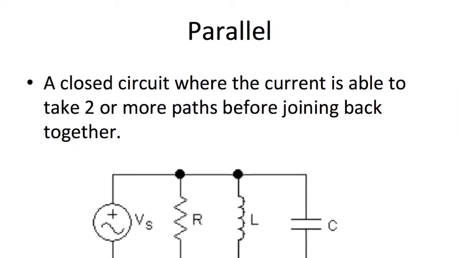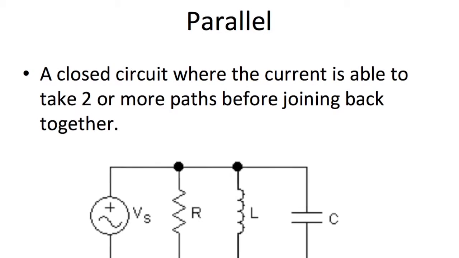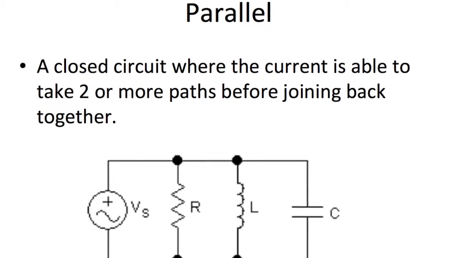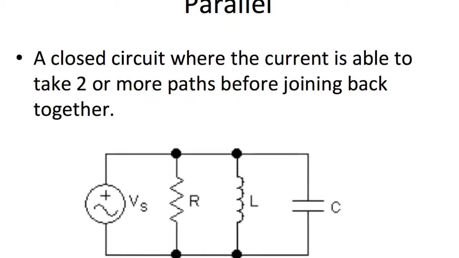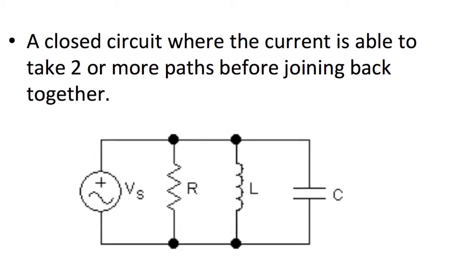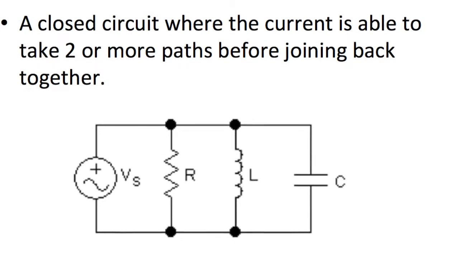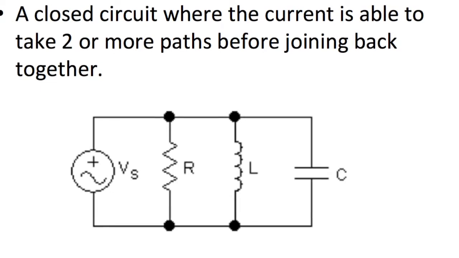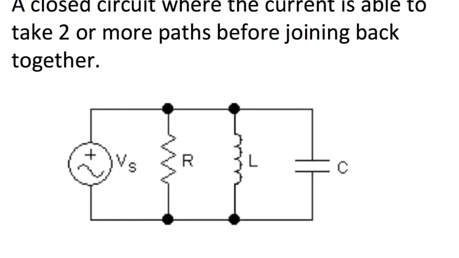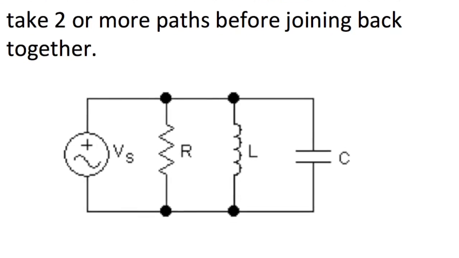Parallel is a closed circuit where the current is able to take two or more paths before joining back together. The diagram shows the current taking three paths in the circuit. In parallel, the voltage through each branch remains the same. However, the current through each branch divides depending on the resistance of the branch. To find the total current and apply KCL to find the current through each branch, the total impedance would need to be found.